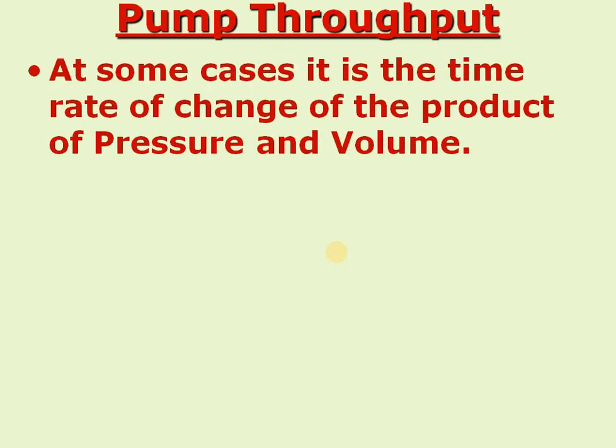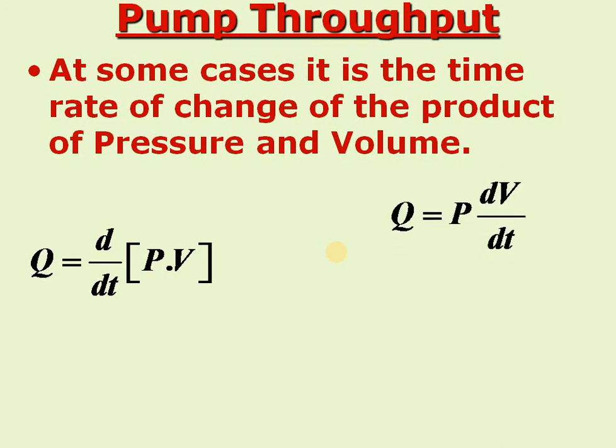and sometimes we can define it as the time rate of change of the product of pressure and volume. So you can write Q, throughput, is equal to the differential of PV with respect to time. Okay, if pressure is constant, you can define it as P into dV by dt, but that usually does not happen, because in a container, as the pumping goes on, pressure will definitely decrease. So we go for the second equation.